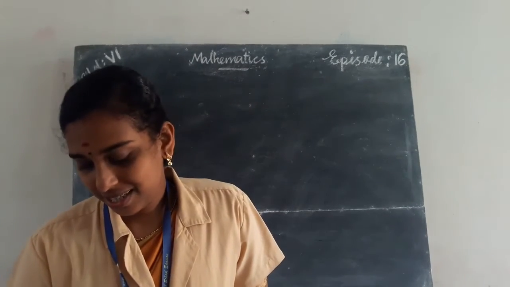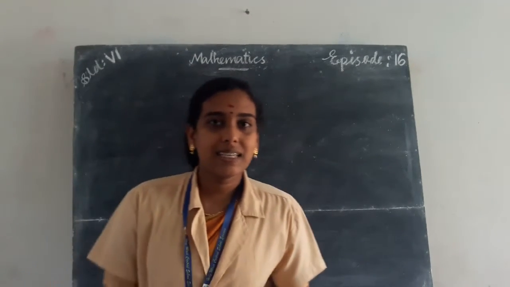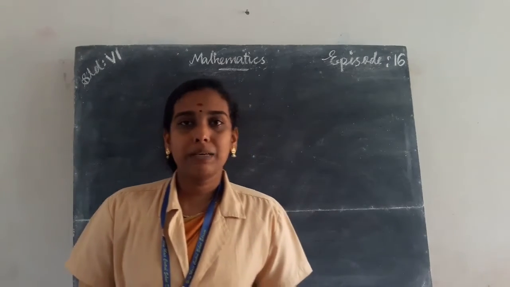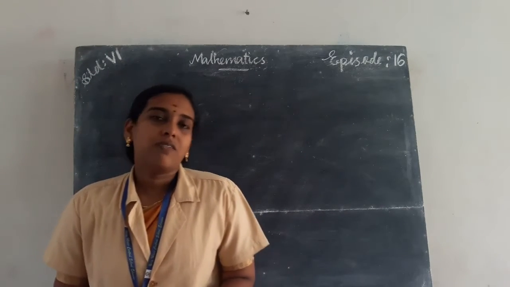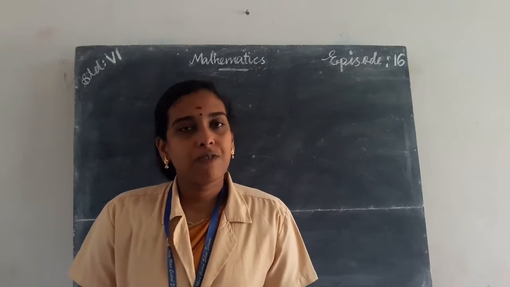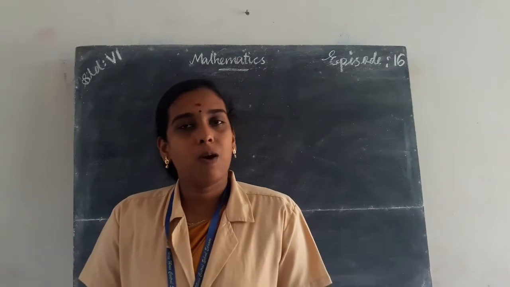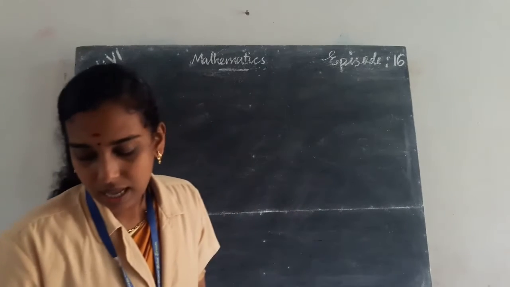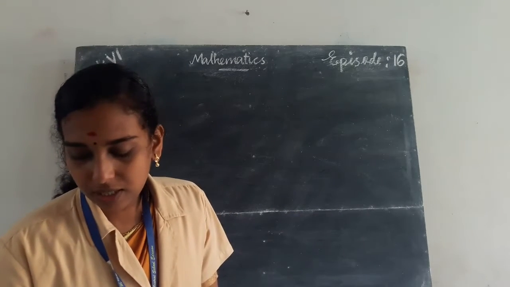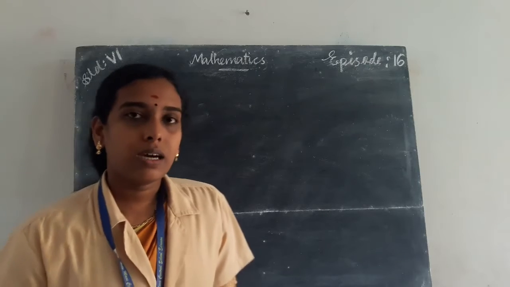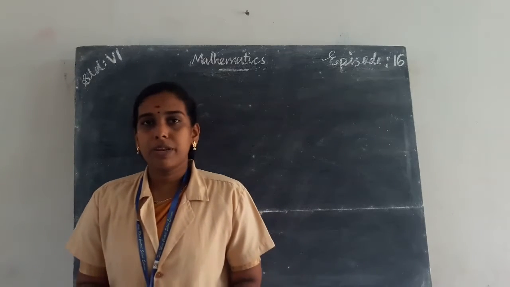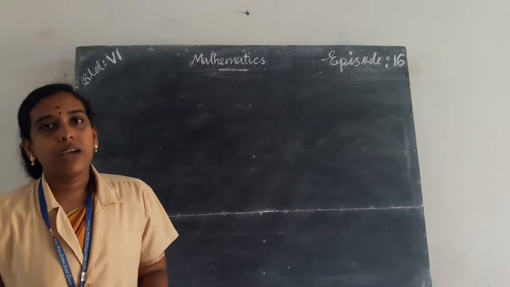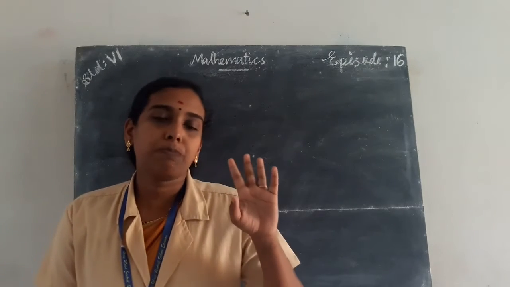Students, in the last class we discussed types of numbers, and factors and multiples. We have studied 4 types of numbers: prime numbers, composite numbers, even numbers and odd numbers. And we also studied natural numbers and whole numbers in our previous chapter.